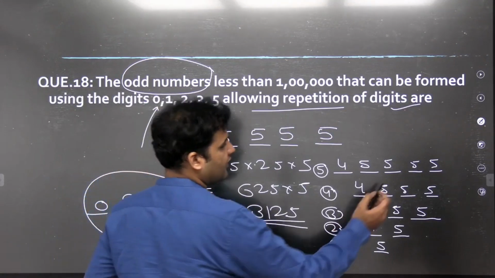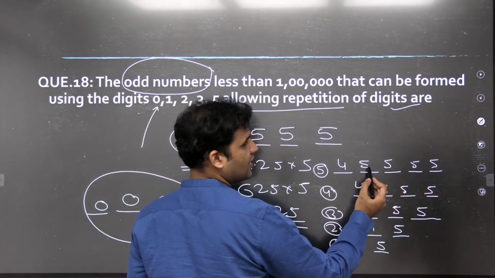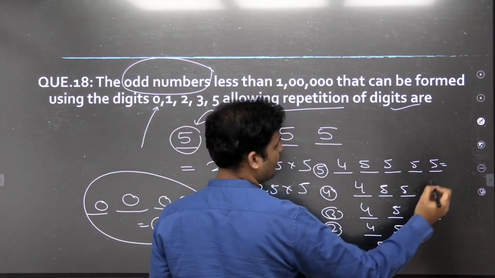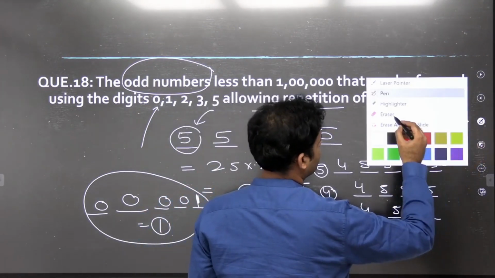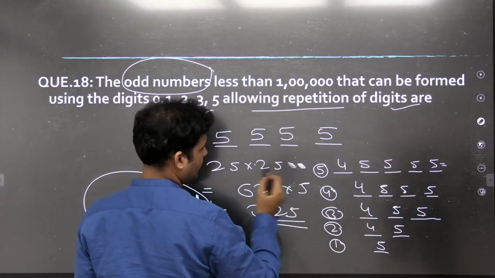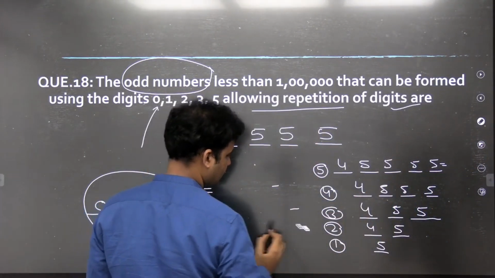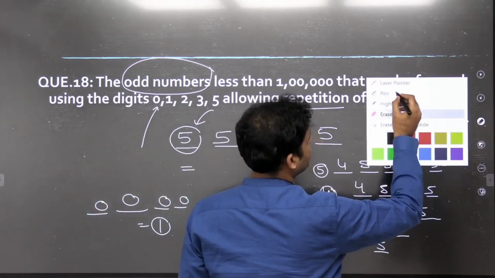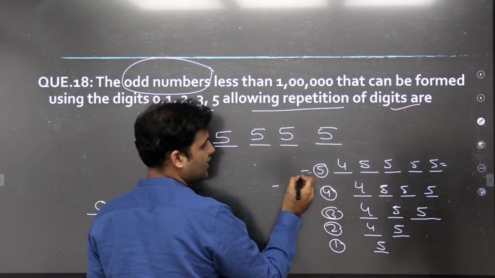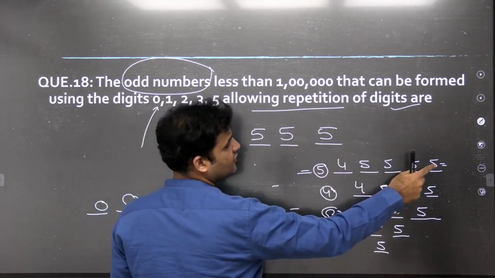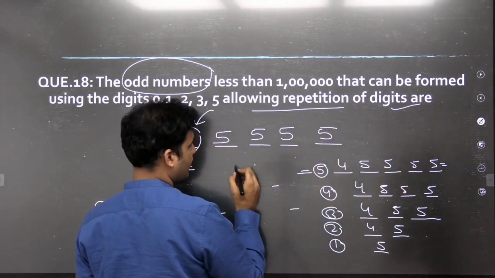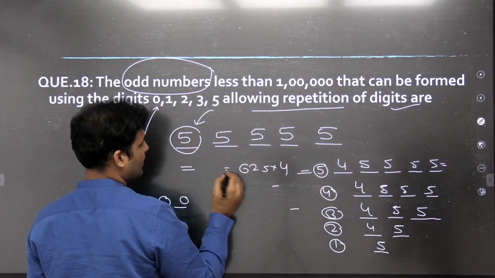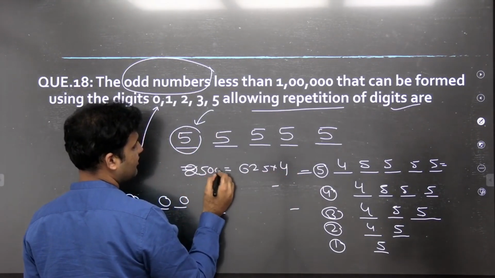Let's do it. 5 into 5 is 25. 25 into 25, 625. 625 into 4. Let me create a space over here. Alright, let's cross check the answer. If I go for a 5 digit number which will be less than 1 lakh, the numbers will be 25 into 25 into 4. 625 into 4, which will be equal to 2500. I have 2500 such numbers.